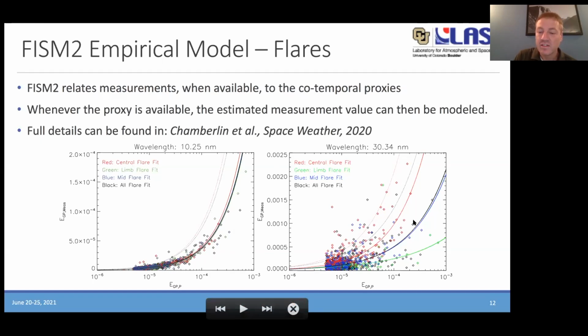And you get these great power law relationships. What you see for optically thick emissions is that flares in the center of the disk don't behave the same as flares on the limb of the disk when you use an optically thin proxy to model an optically thick emission line. So you have to also account for this center to limb variability of solar flares. Once again, all the details are in the paper, or please let me know.